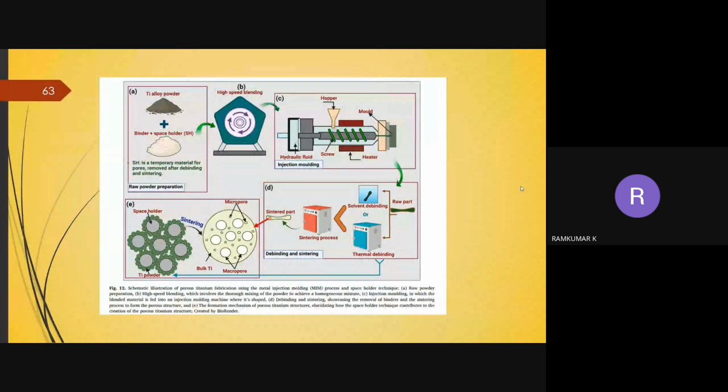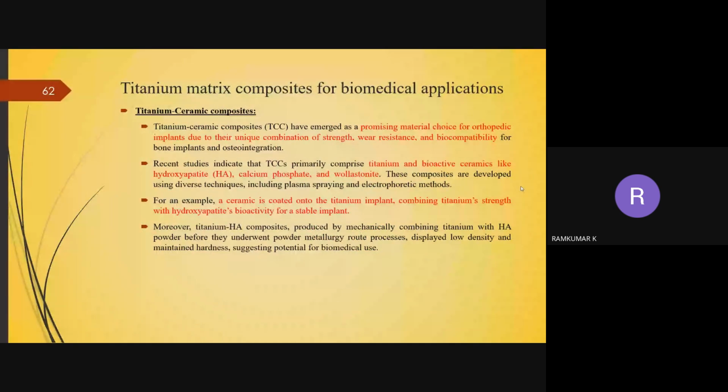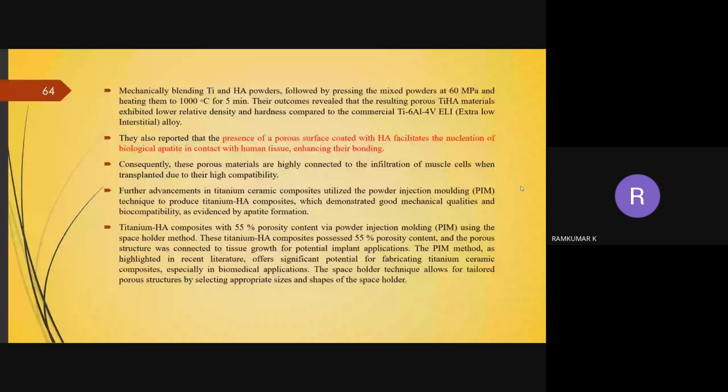This is an illustration diagram of titanium fabrication using metal injection molding. Here you can see the titanium alloy and the binder are mixed and blended together. After that, using injection molding, the required shape is obtained. After that comes the debinding process or a sintering process. For example, the debinding may take place using either solvent debinding or thermal debinding. This debinding will remove the ceramic particles, so we will get the final raw materials.